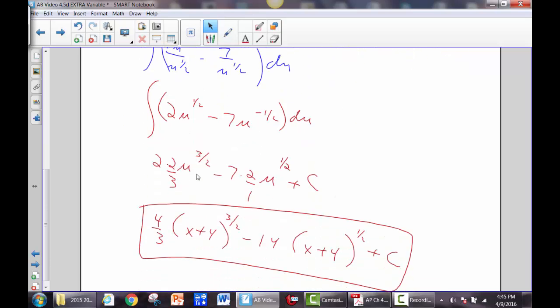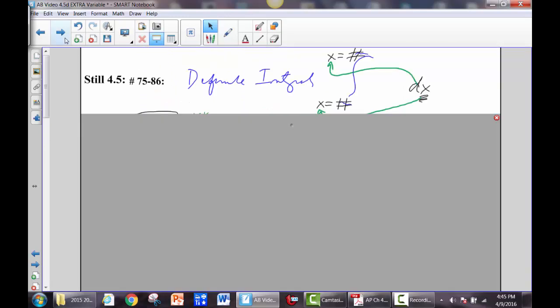Integrate that in terms of u. Don't forget to replace u in terms of x.